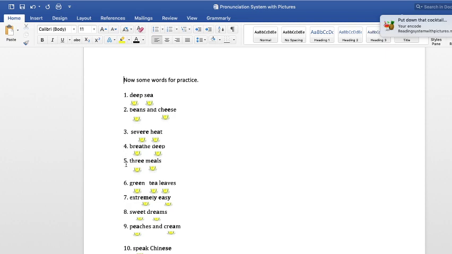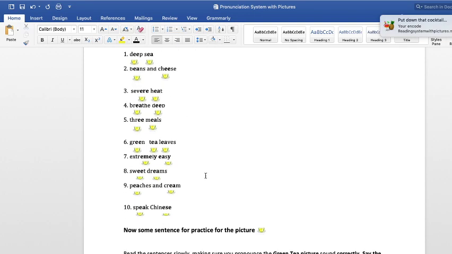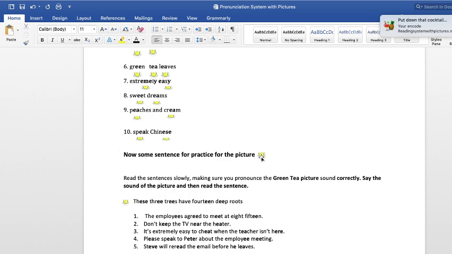I will let you pronounce 4, 5, 6 up to 7, right? And send them to my WhatsApp. I wanna hear you clearly pronouncing these sounds correctly, right? So now we're gonna move on to some sentences for practice with the green T-E picture. You're gonna read the sentences slowly, making sure you pronounce the green T-E picture sound correctly. Please practice a lot of course, and when you are sure that you are doing this as you have heard in this video, then record it and send it to my WhatsApp so that I can listen to your pronunciation.